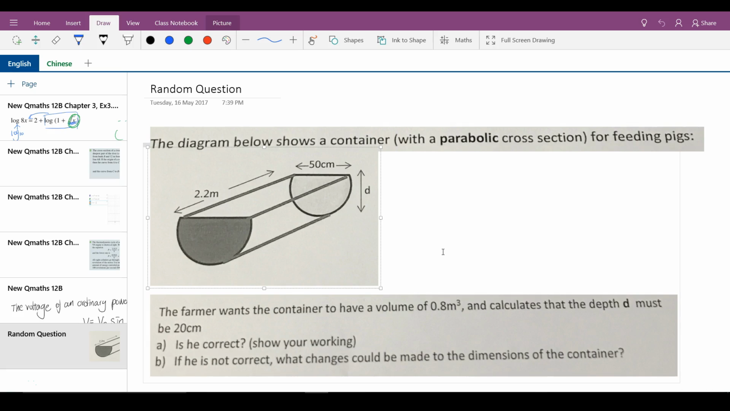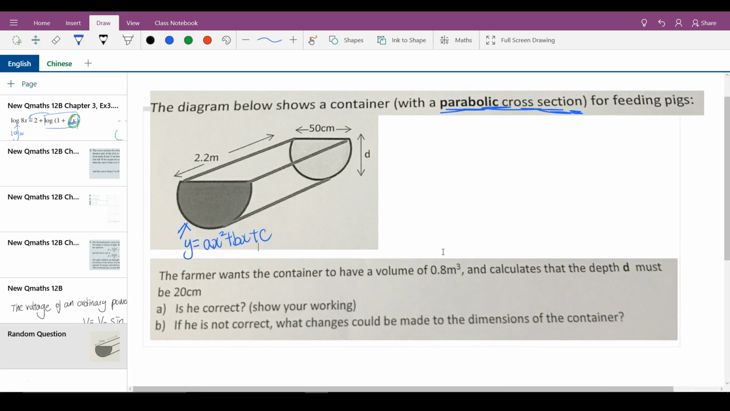Right, today's tricky question is going to be another of my favorite types of question, which is integration. Yay! All right. So it says the diagram below shows a container with parabolic cross-section area. Good. So this here is a parabola in the function y equals ax squared plus bx plus c, for feeding pigs. The farmer wants the container to have a volume of 0.8 meter cube.